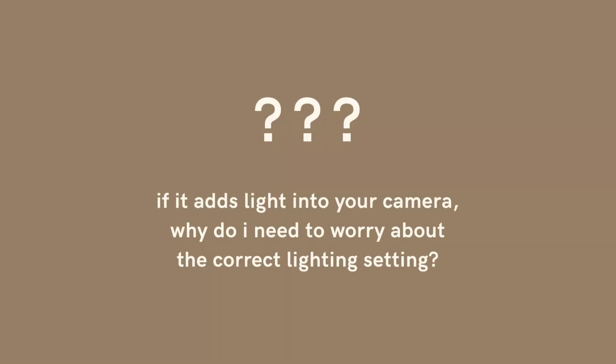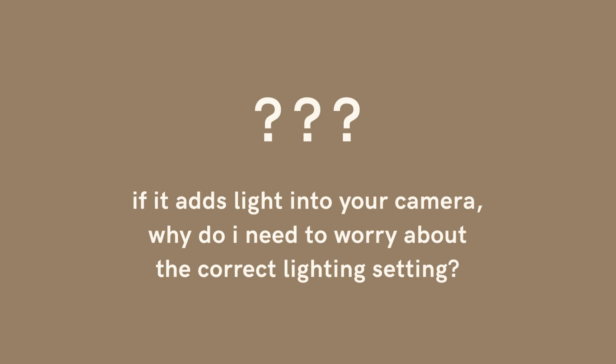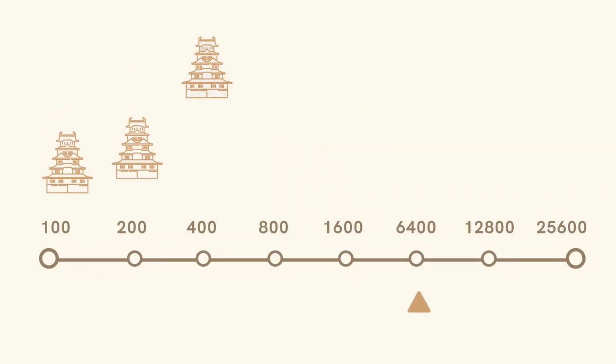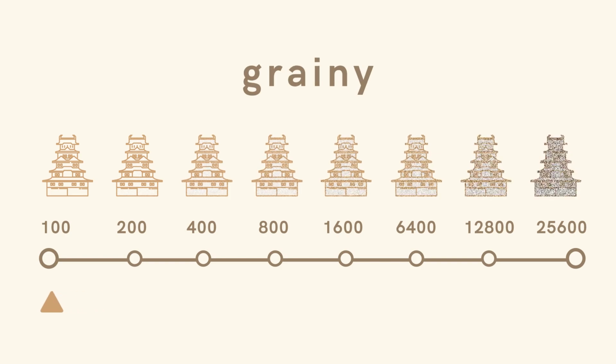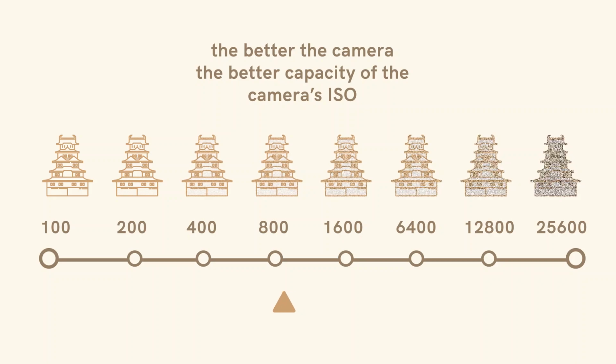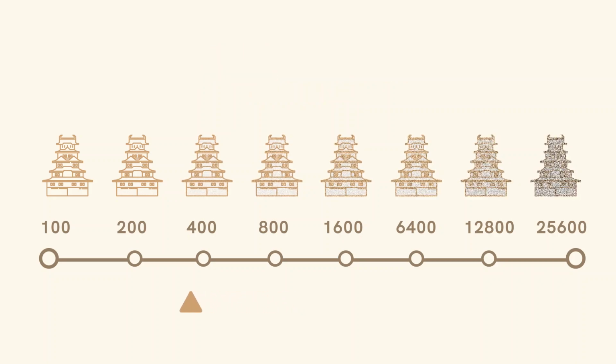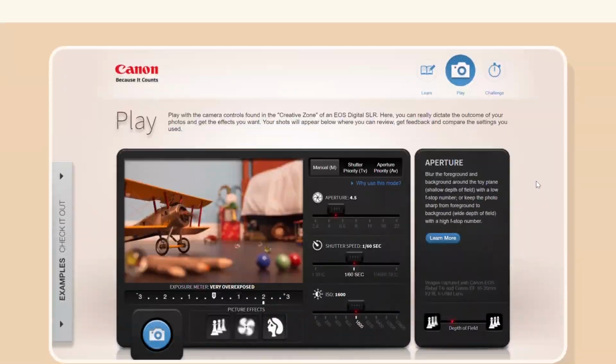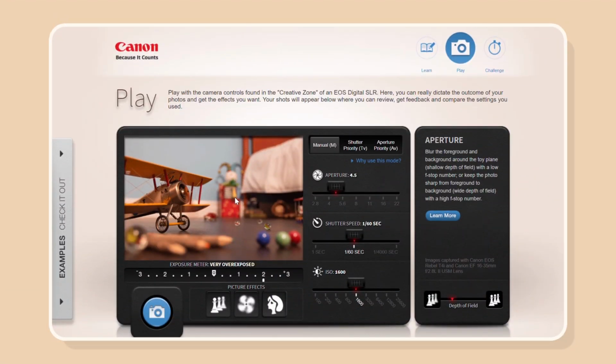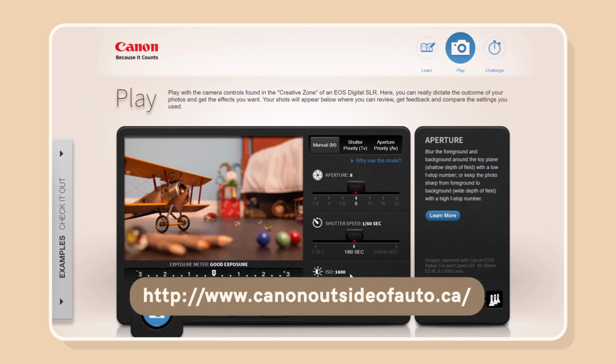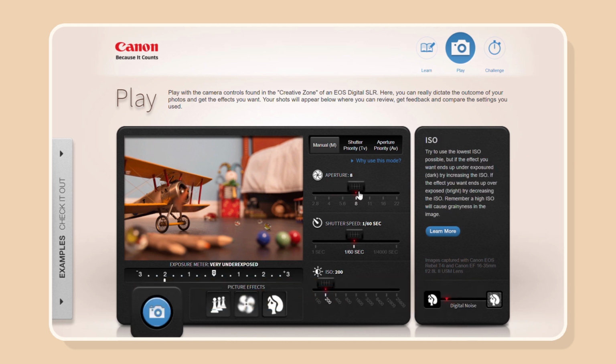Well, the next question is, if it adds light into my camera, why do I need to worry about the correct light setting? The fact is that there is a downside of increasing your ISO. Your photo will become grainy, and it depends on the camera body that you have. The better the camera, the better the capacity of the camera's ISO. Nevertheless, you want it to remain the lowest possible. The last thing I usually like setting up is the ISO. After I have adjusted the aperture and the shutter speed, I want it to be almost like the last resort if I don't have enough light.